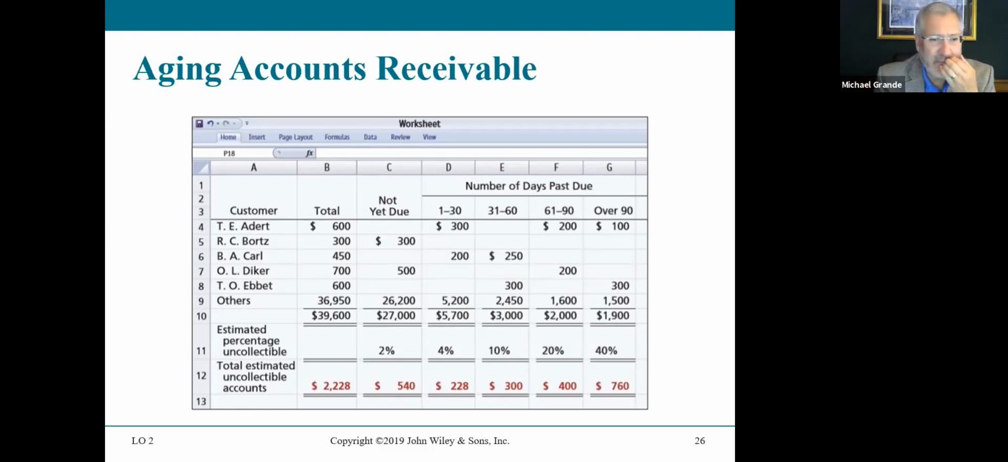So in this example, they have calculated a total of $2,228. They're saying of the existing balance in receivables of $39,000, $2,228 is uncollectible. In other words, that's what the balance should be in the allowance account, $2,228.